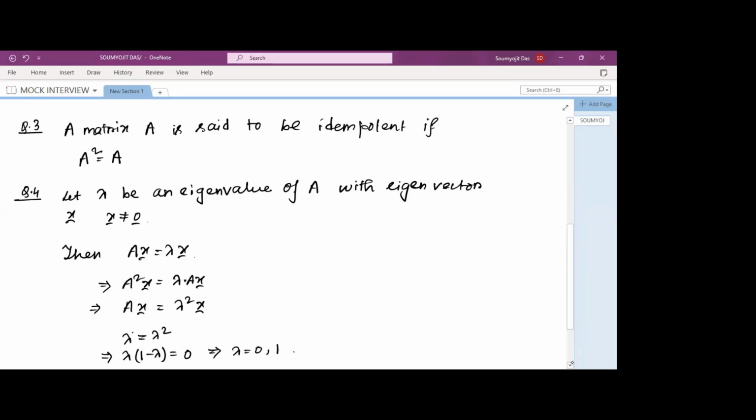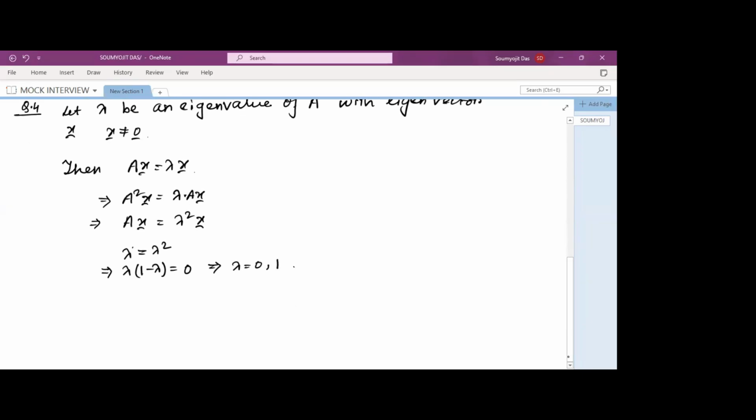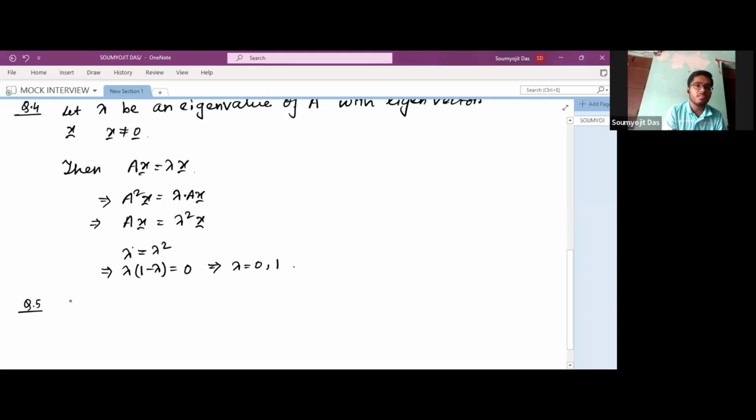My next question is, if all the eigenvalues are 1 for an idempotent matrix, can you say something about that matrix? Sir, if all the eigenvalues are 1, then I think it is only possible for the identity matrix that all the eigenvalues are 1.